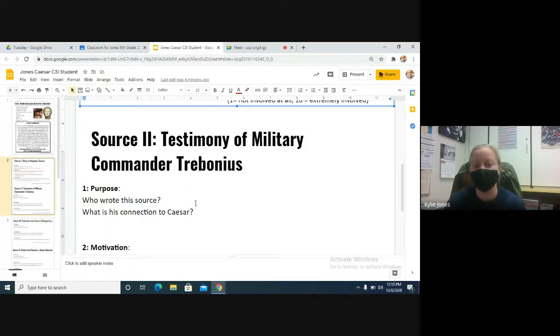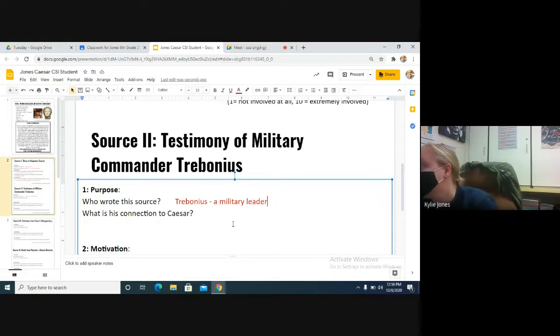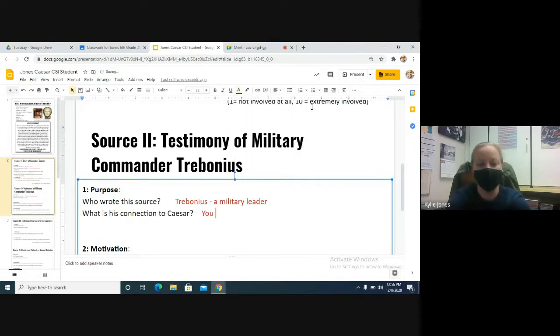Who wrote this, first of all? Well, what's his name? It says it right above this. Trebonius, a military leader. Okay, Trebonius is a military leader. And then I would like you guys to answer the next one. What was his connection to Caesar? You guys answer this one. How did he know Caesar? It's right above it in the name of the thing.